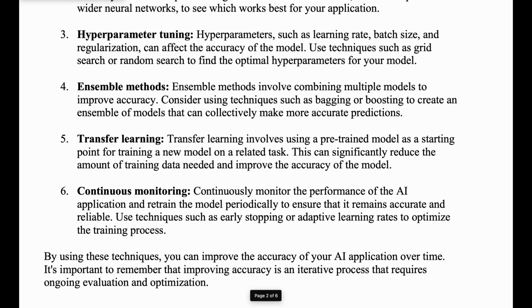And the last one is continuous monitoring. Friends, continuously monitor the performance of the AI application and retrain the model periodically to ensure that it remains accurate and reliable. Use techniques such as early stopping or adaptive learning rates to optimize the training process.